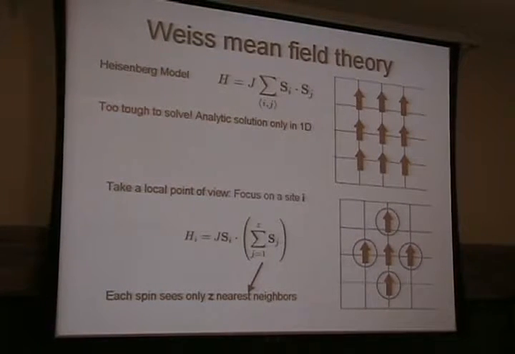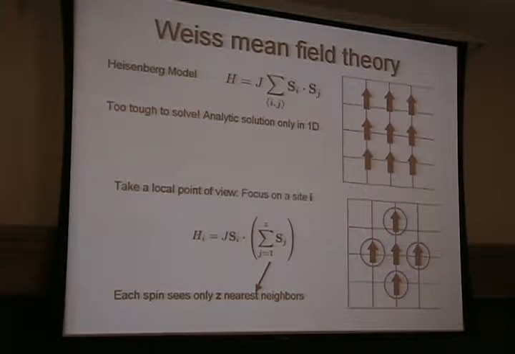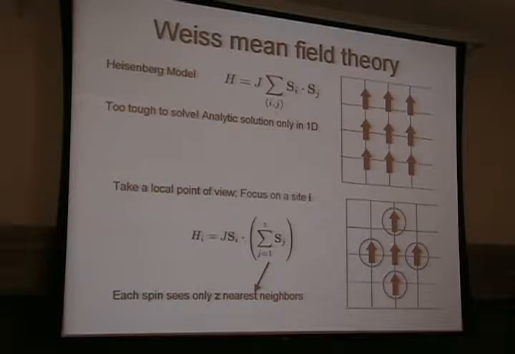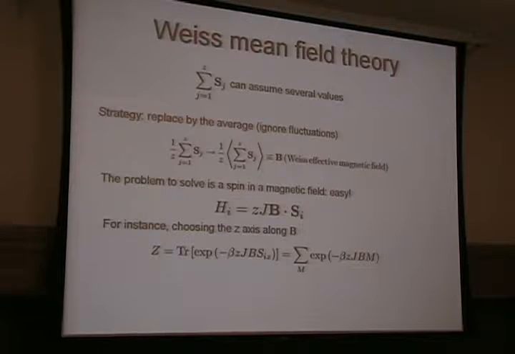The Weiss mean field theory for this system starts by focusing on a particular site of your lattice, let's say site i, and realizing that this spin at site i is in contact through an exchange interaction with z nearest neighbors, which I showed here. If I just want to look at the dynamics of the spin S_i, it will only suffer the influence of its z neighbors. Of course, the sum over the z neighbors can assume many different configurations. So the idea of the Weiss mean field theory is to substitute this complicated fluctuating quantity by its average.